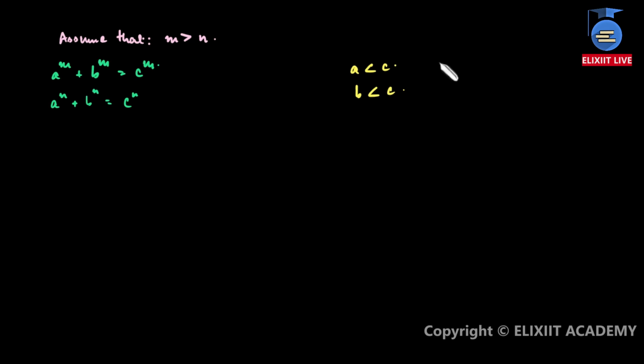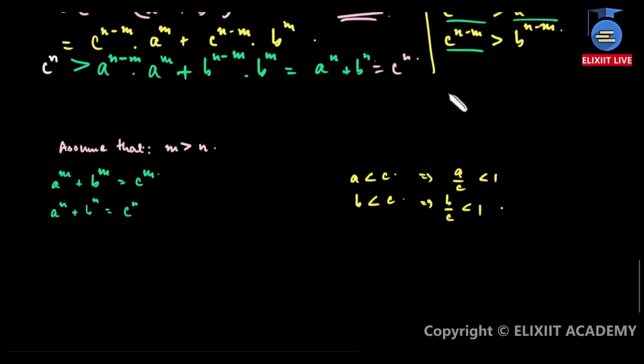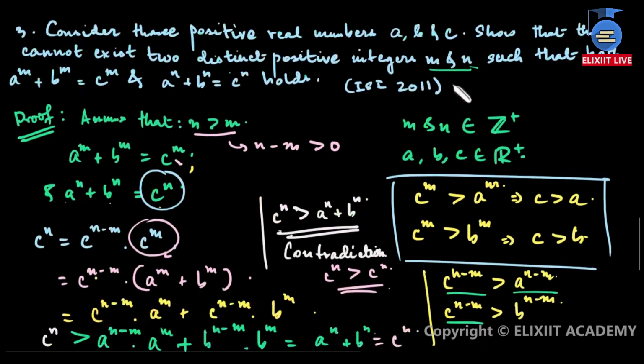So if a is less than c, definitely a by c is less than 1, and b by c is also less than 1. Okay, a is less than c, which means a by c is less than 1 and b by c is less than 1. A by c is a proper fraction in this case, reason being it's mentioned in the question.